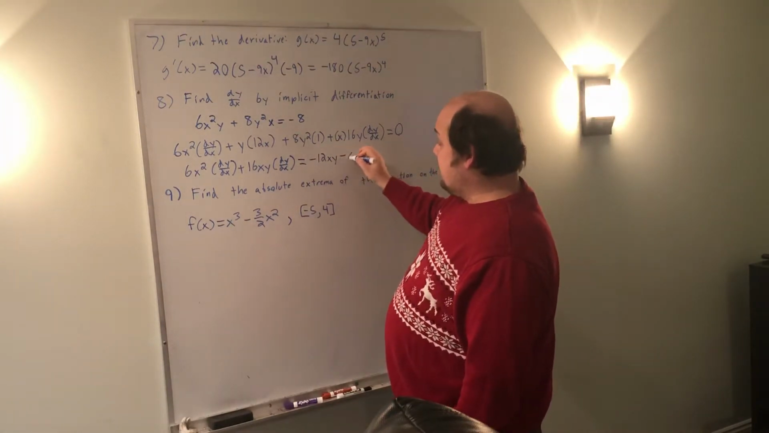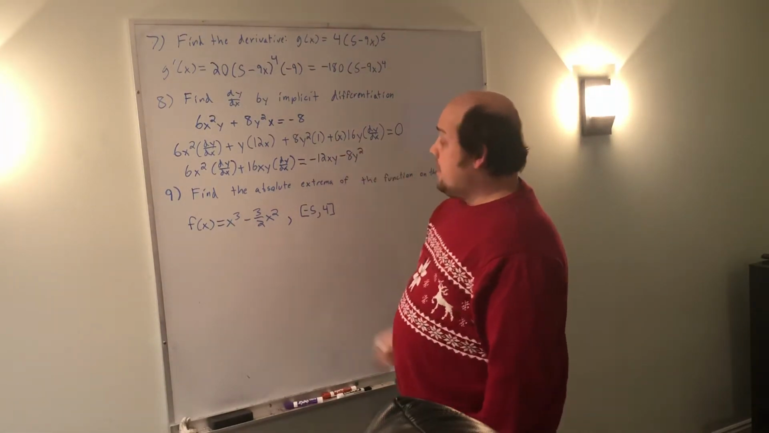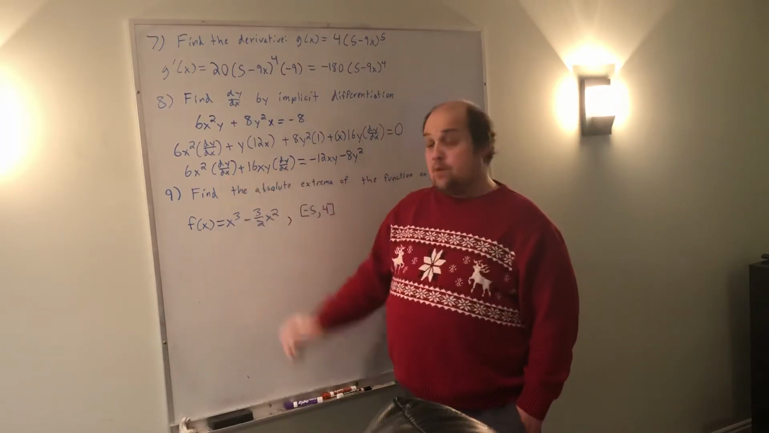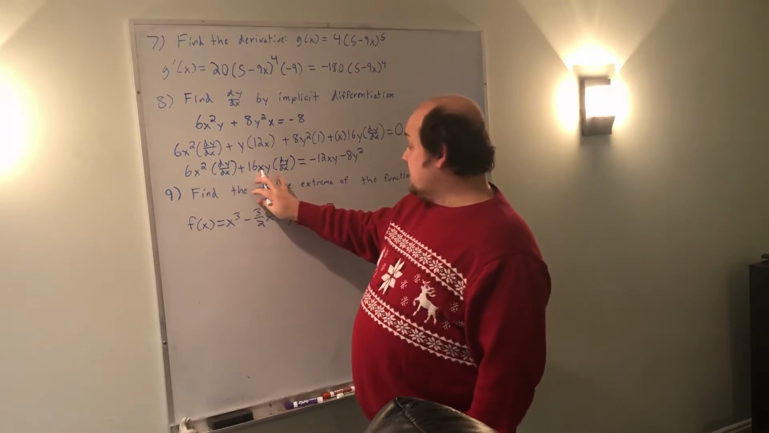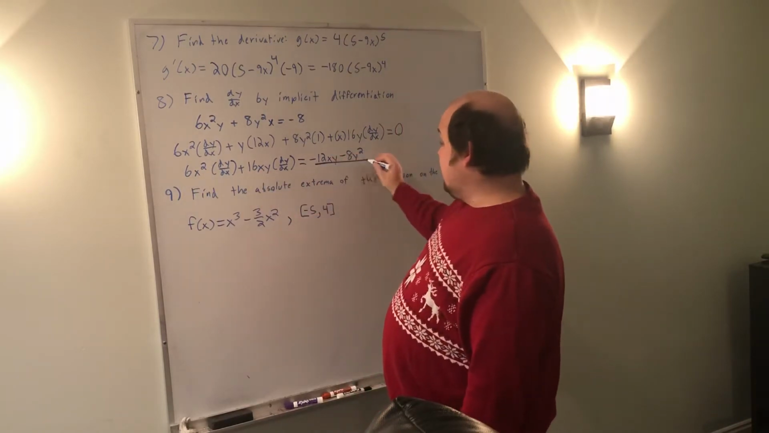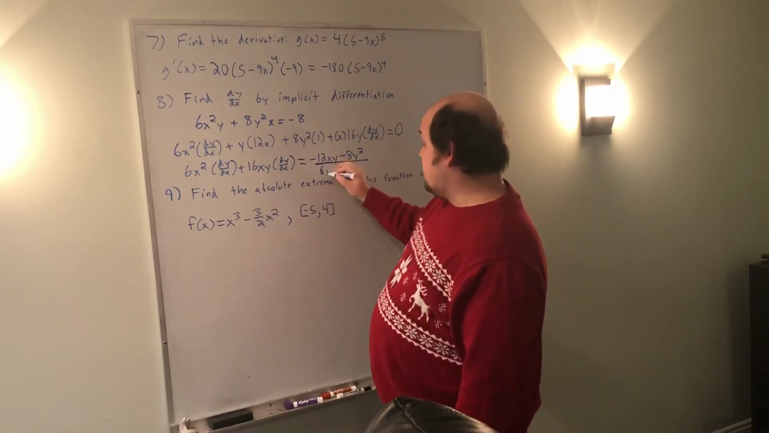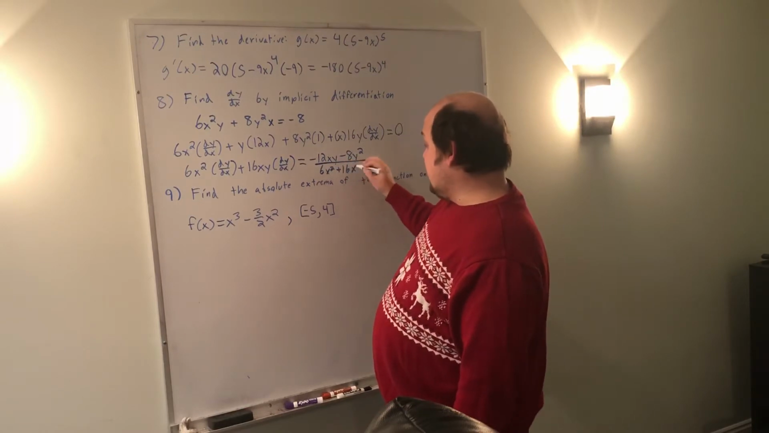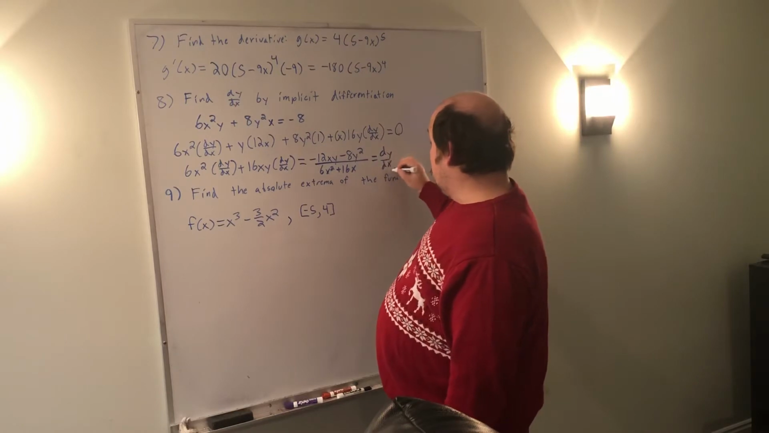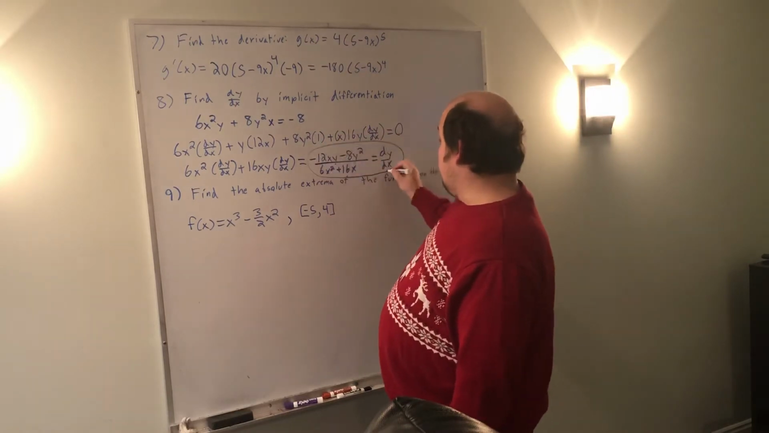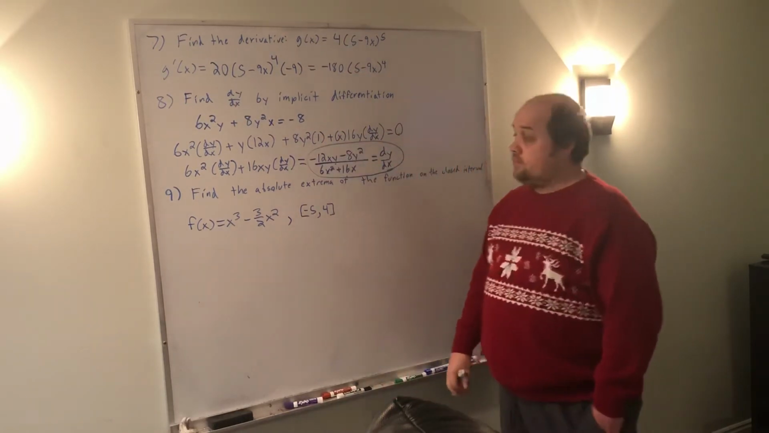So negative 12xy minus 8y squared. That way, when I factor out this dy/dx, I can divide by 6x squared plus 16xy. If I divide this side by 6x squared plus 16xy, that gives me dy/dx, which is what we're looking to isolate whenever we do implicit differentiation.